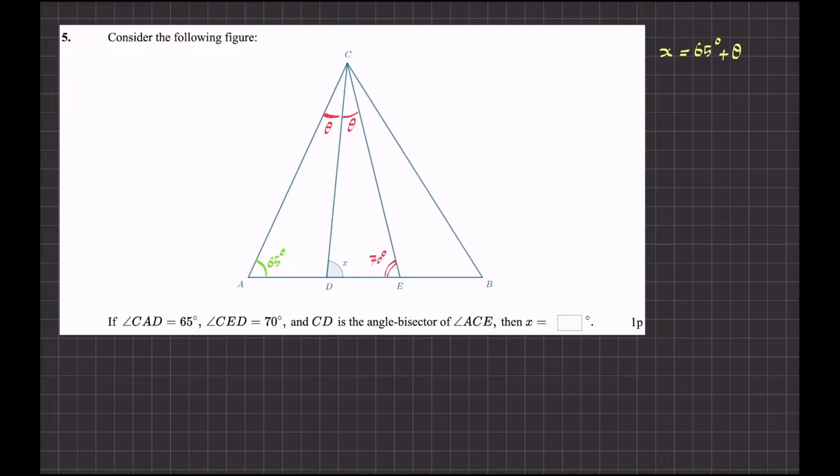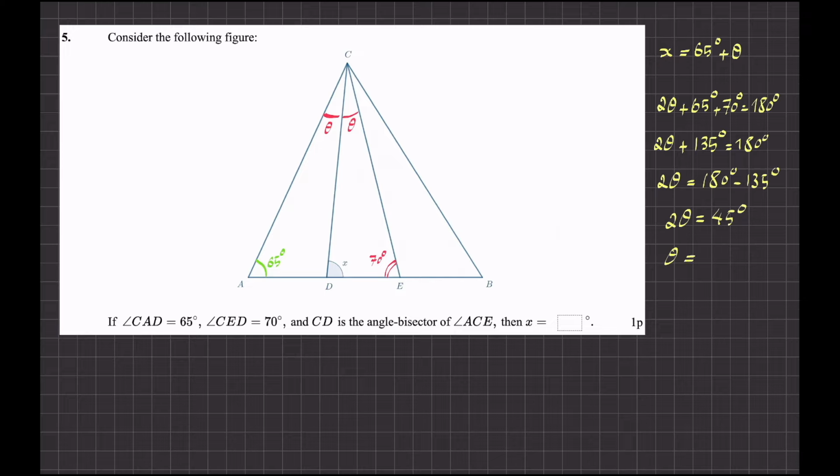Okay, so I would say that, as I mentioned, 2 theta plus 65 degrees plus 70 degrees should be 180 degrees. So 2 theta, 65 plus 70 is 135 degrees, is equal to 180 degrees. So 2 theta is equal to what? 180 degrees minus 135 degrees, which is 45 degrees.